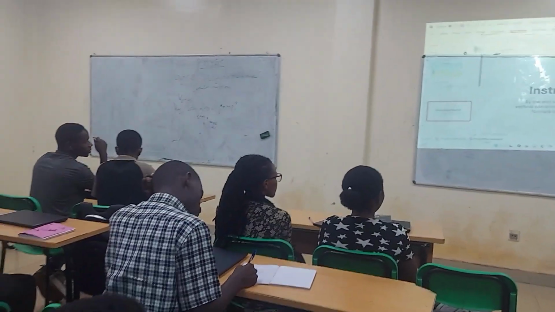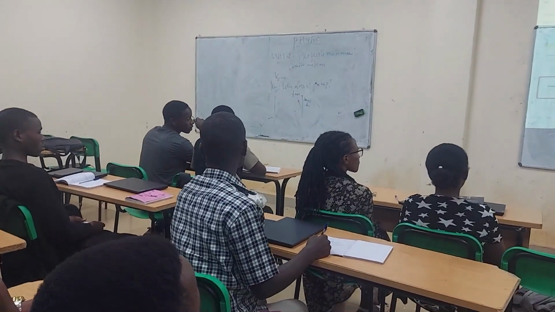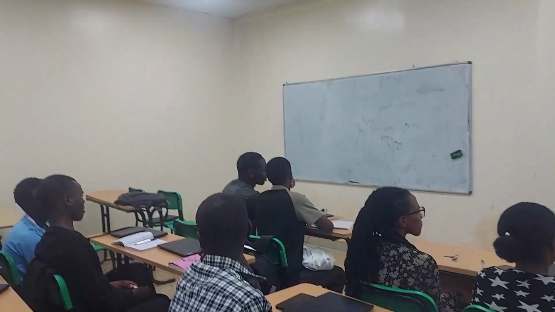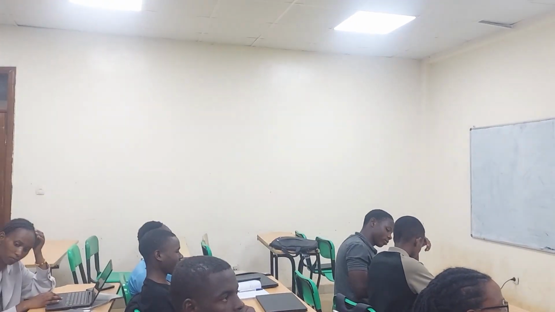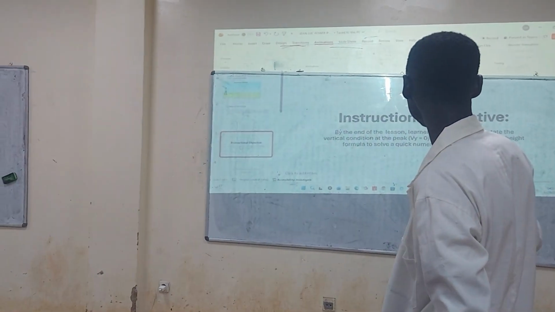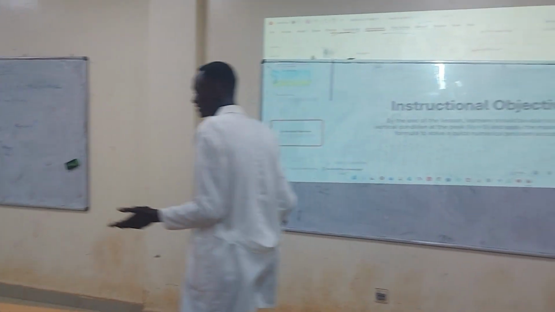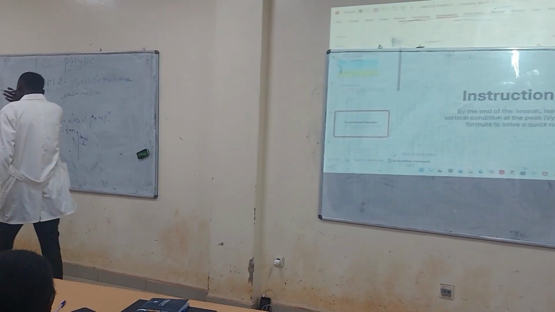So our instruction is, by the end of this unit, learners should be able to state the vertical condition at the peak, Vy which is equal to 0, and apply the maximum height formula to solve the peak numerical problem accurately.